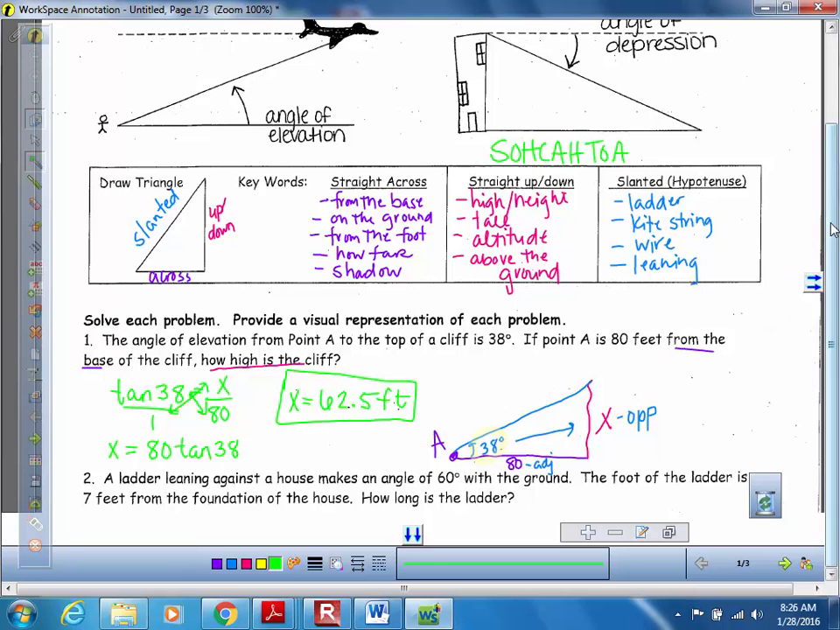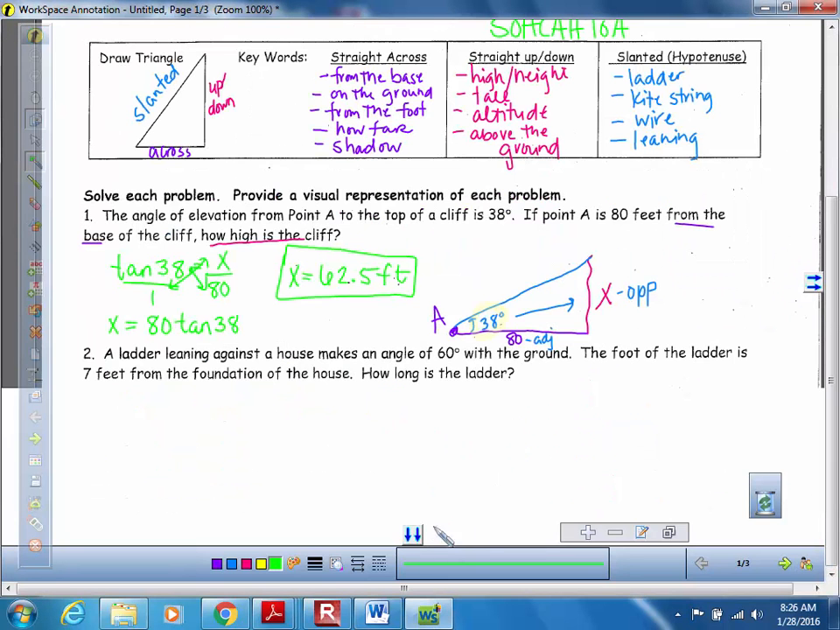Okay, let's try another one. Let's look at number 2. Number 2 says a ladder leaning against a house makes an angle of 60 degrees with the ground. So we have a house. Houses aren't slanted, they're straight up and down, right? And then we have a ladder leaning against this house.